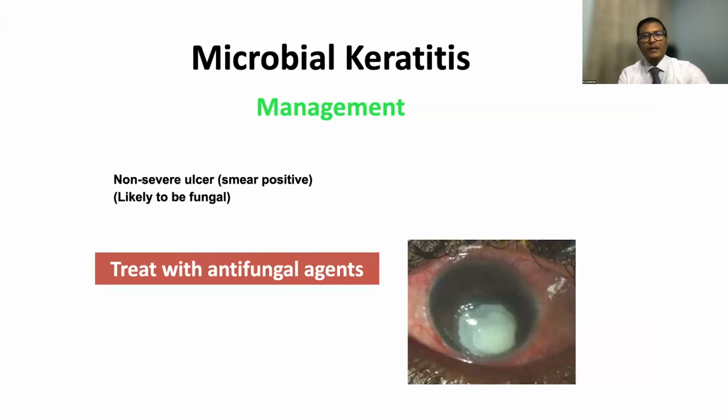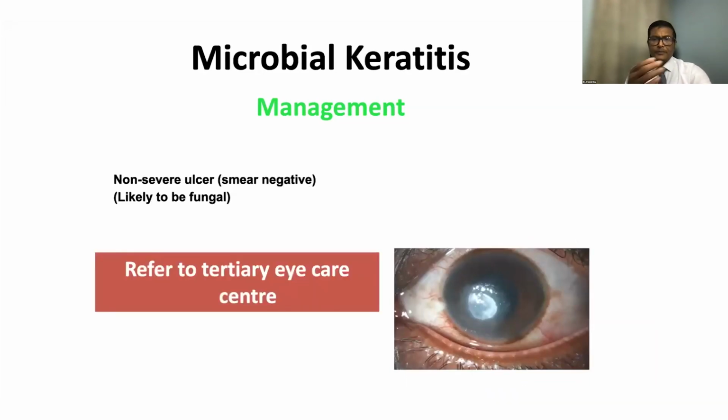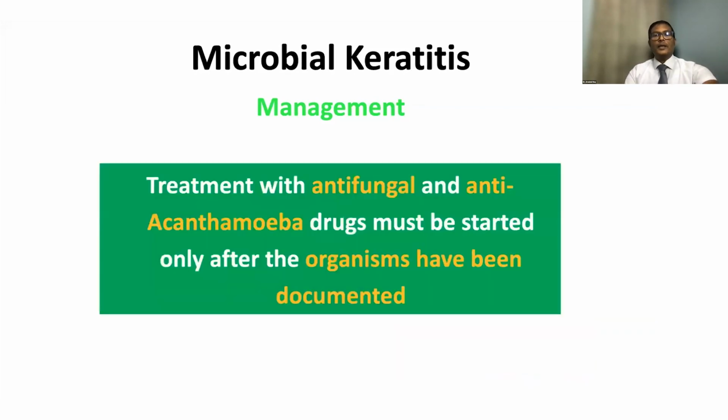Now, when we start the treatment with antifungal drugs and the patient is also not suffering from a very severe variety of ulcer, then there's a probability that we can still treat and heal this ulcer at the community level itself. And if it doesn't respond, if it continues to worsen, if the ulcer looks like fungal but the smear is negative, then this is a case where one should refer this patient to tertiary eye care.